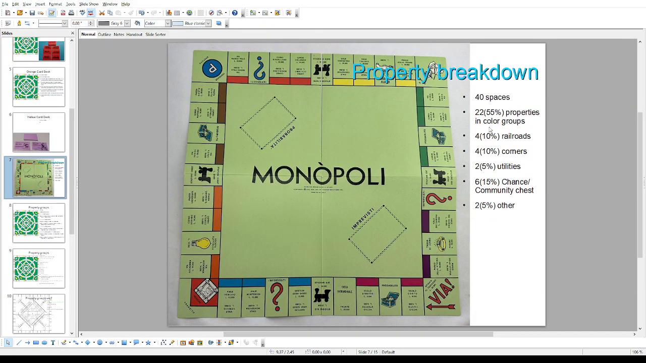Which, as a breakdown, having a little over half of all of the stuff on the board be properties and color groups, that is kind of interesting to me. And that's actually a key balance thing, because you want to have people land on things they pay for more often than not. So, yeah.